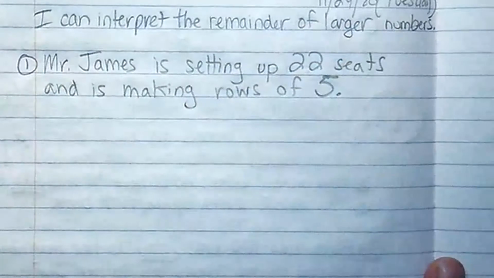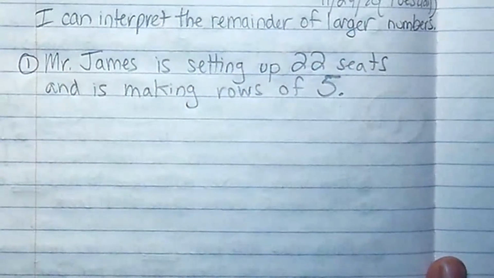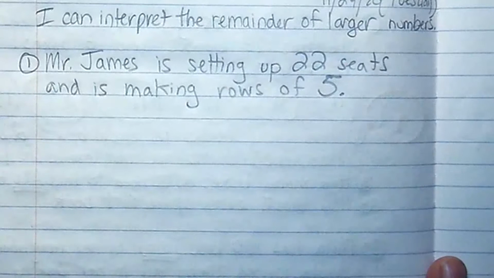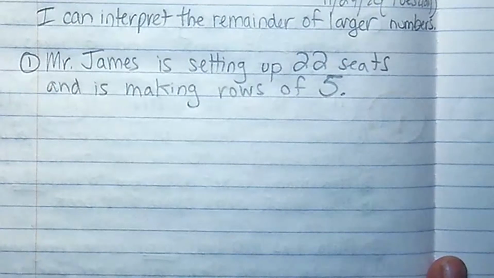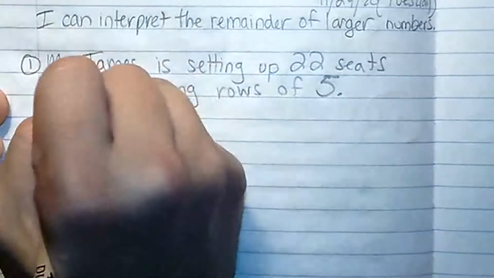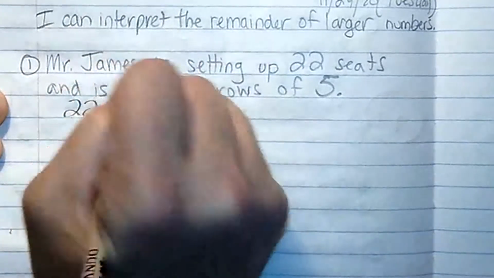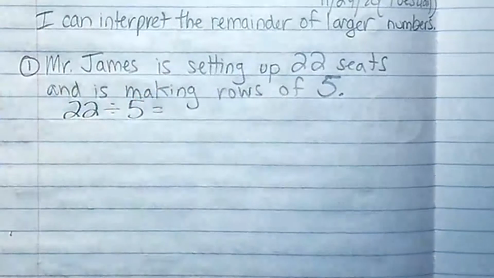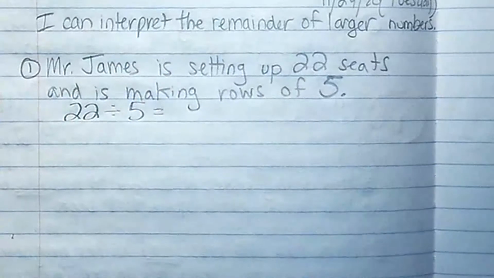Now this could be confusing. I might wonder, should I divide or should I multiply? Well, Mr. James is setting up 22 seats. Is that the total number of seats? Yes. So we know we're going to have to divide. 22 divided by 5 equals something. We don't know yet, but we'll figure it out.